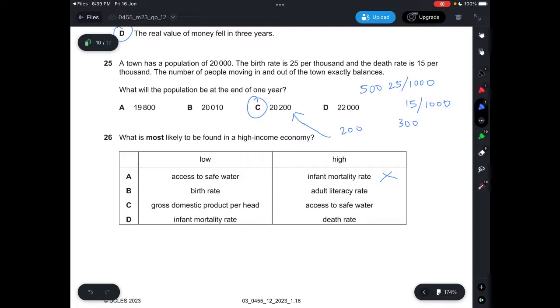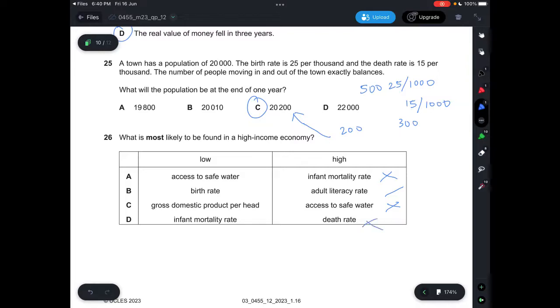That's actually possible, but let's look at C and D first. C says low GDP per head, but high access to safe water. If there's low GDP per head, that means your income is low, so C is not correct. Even though you have high access to safe water, it doesn't exactly mean that you're in a high income economy. And D says low infant mortality rate, but a high death rate, which means that even though technically babies are surviving, at the same time many people die, so the economy will also suffer.